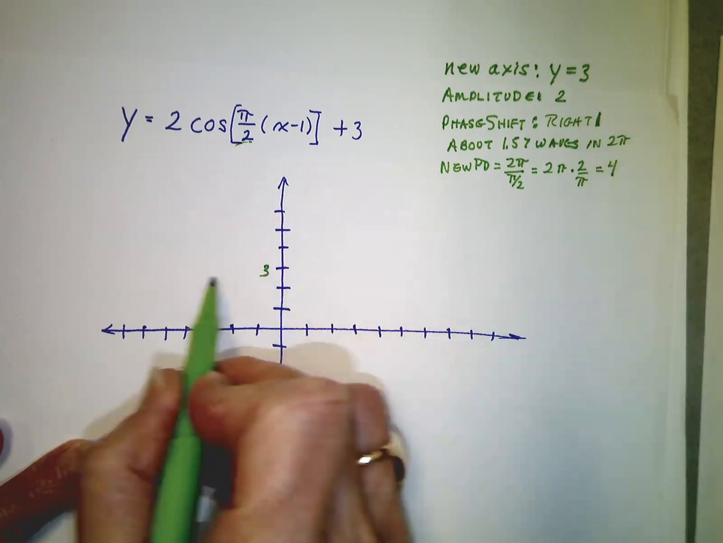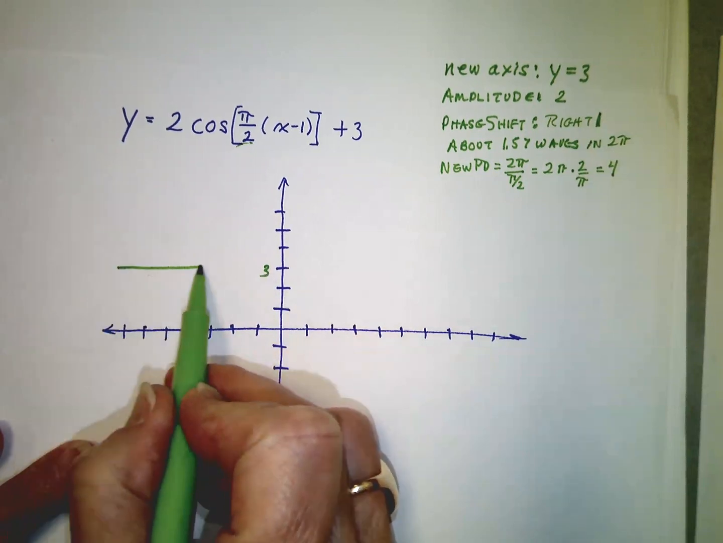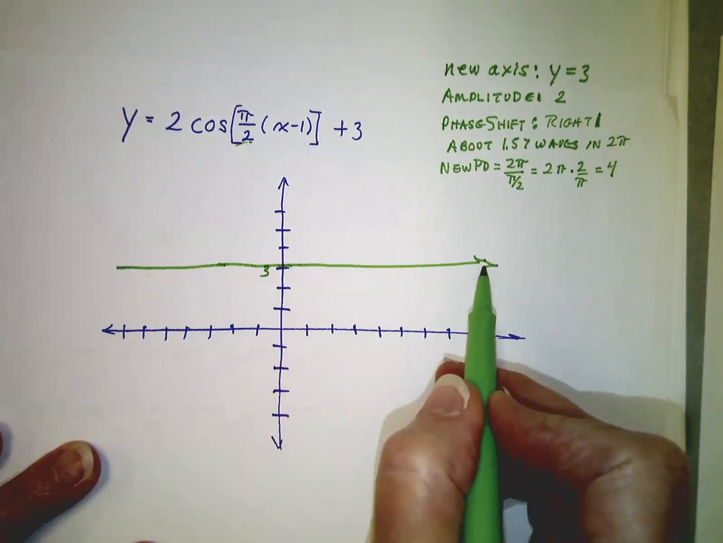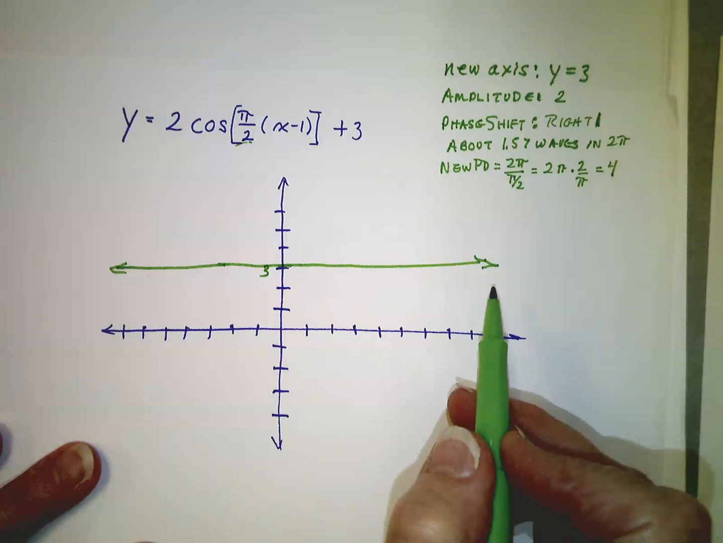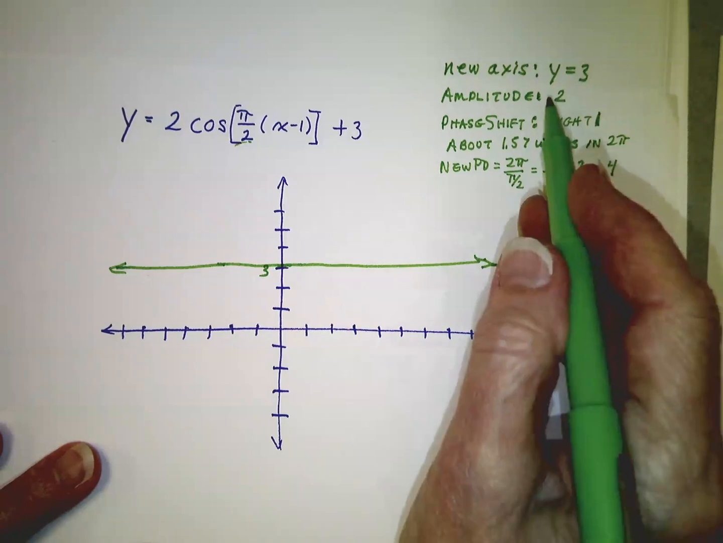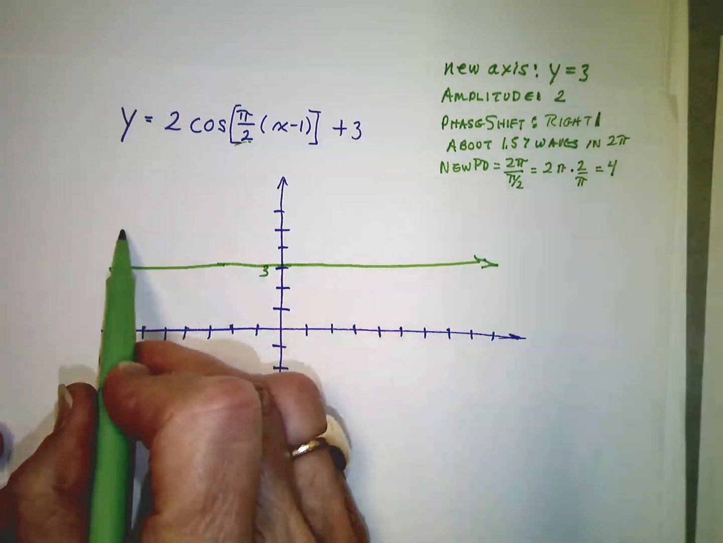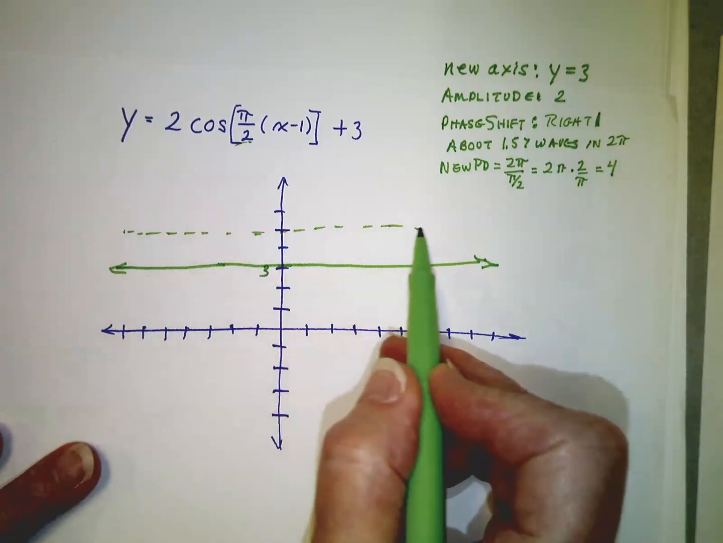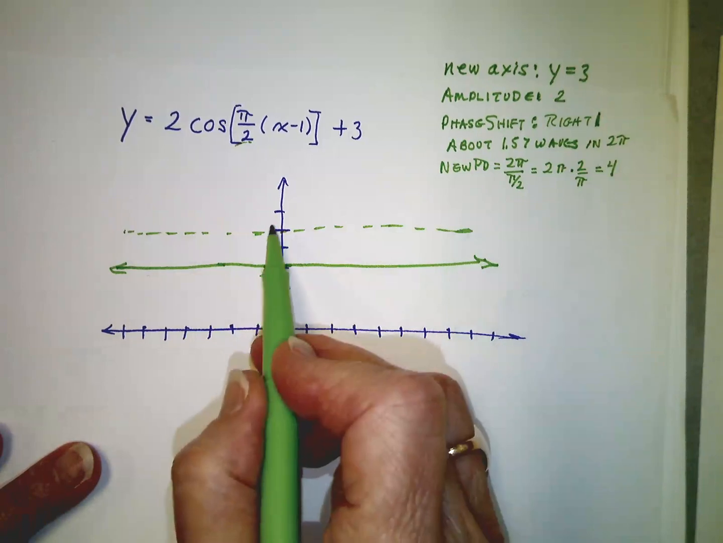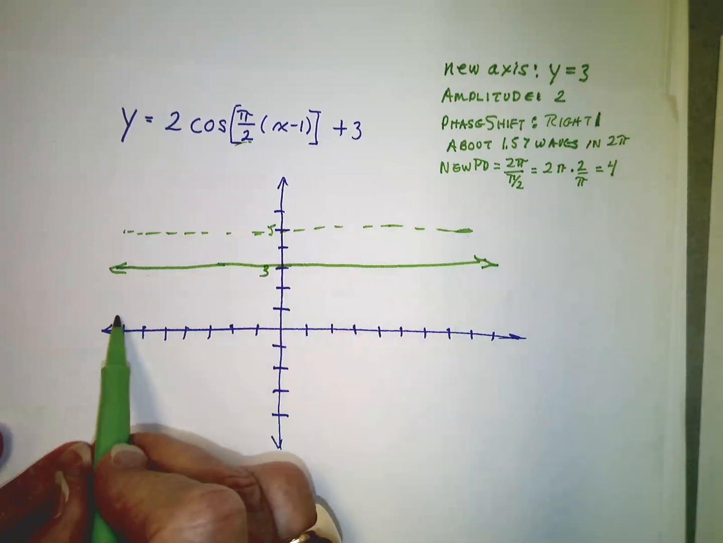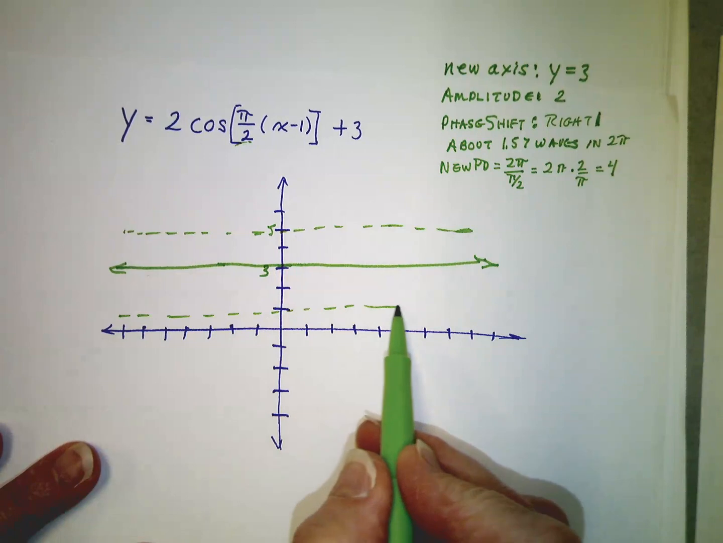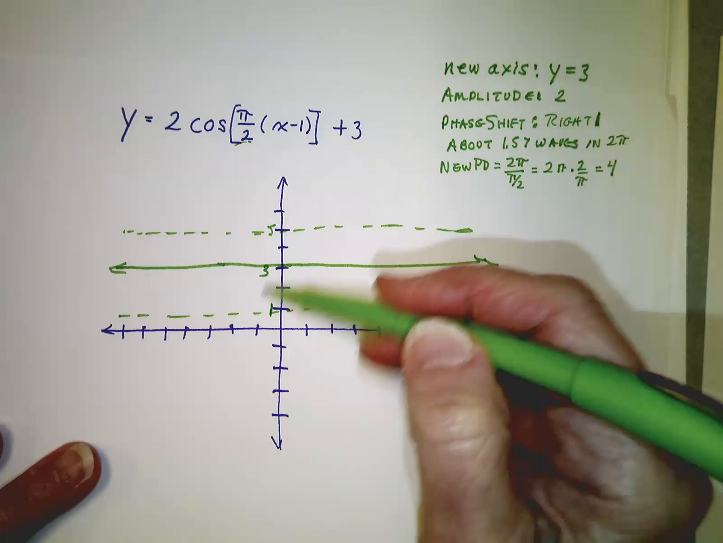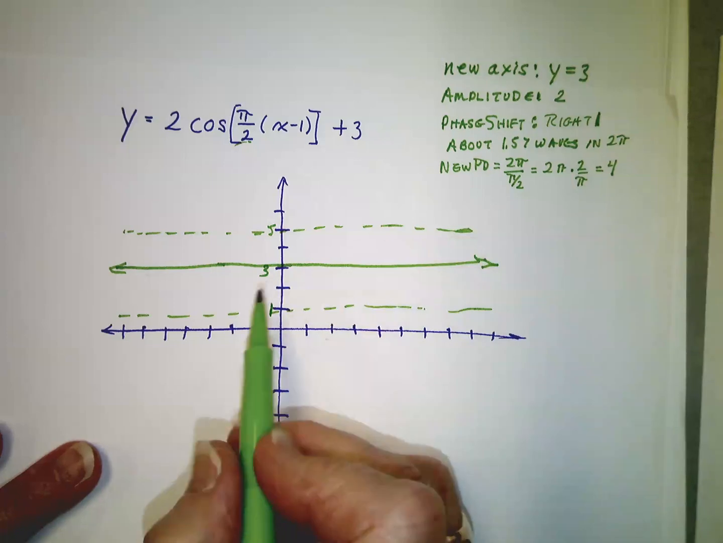Graph at y equals 3. That is the new axis of the wave, which I sort of missed there. And it's going to have an amplitude of 2, so it's going to go 2 spaces higher than that, up to 5, and 2 spaces lower than that, down to 1. And the entire wave is going to have to keep waving back and forth between those.